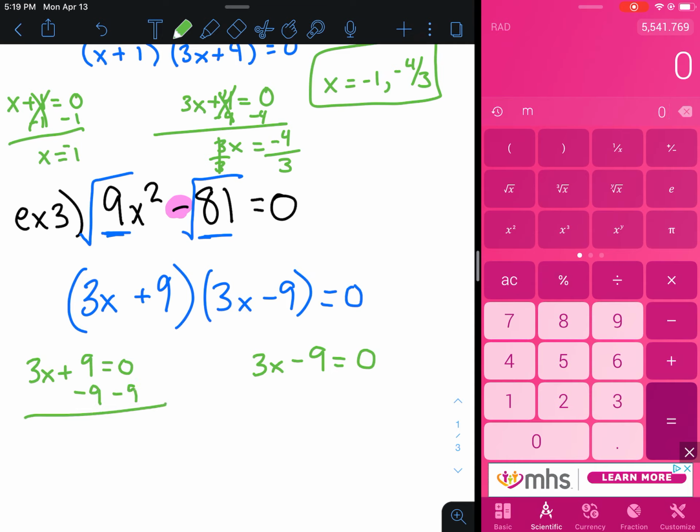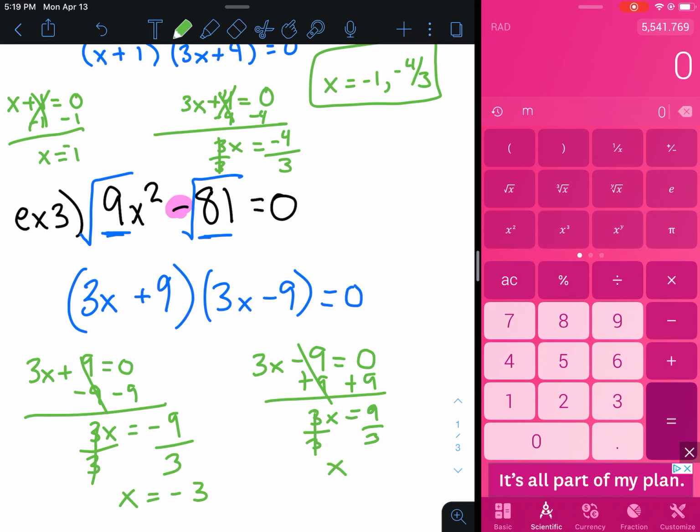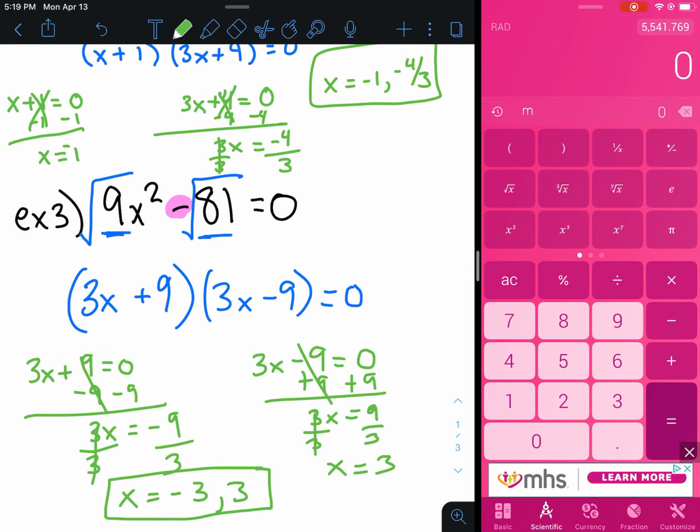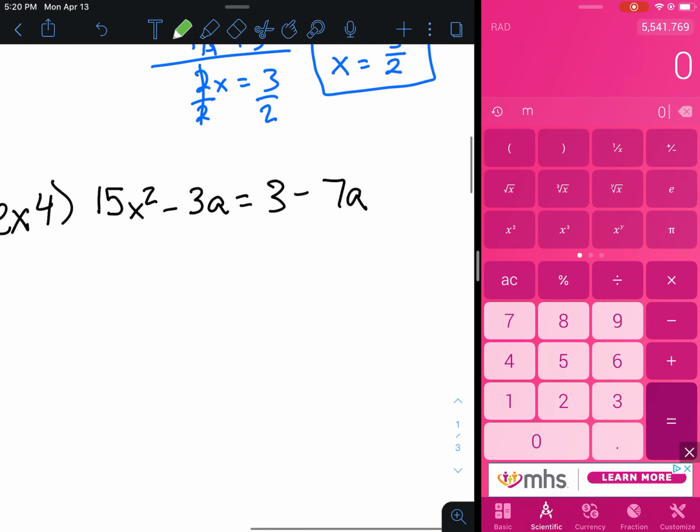So we'll subtract the 9, and then we are going to divide by 3. And then over here we add 9 to both sides, and then we divide by 3. And here we get positive 3. So our solutions are negative 3 and positive 3. Had you realized that you could have factored out a 9 from the very beginning, you would have been left with x squared minus 9. So then you would have had x minus 3 and x plus 3, which would still give you the exact same answer.